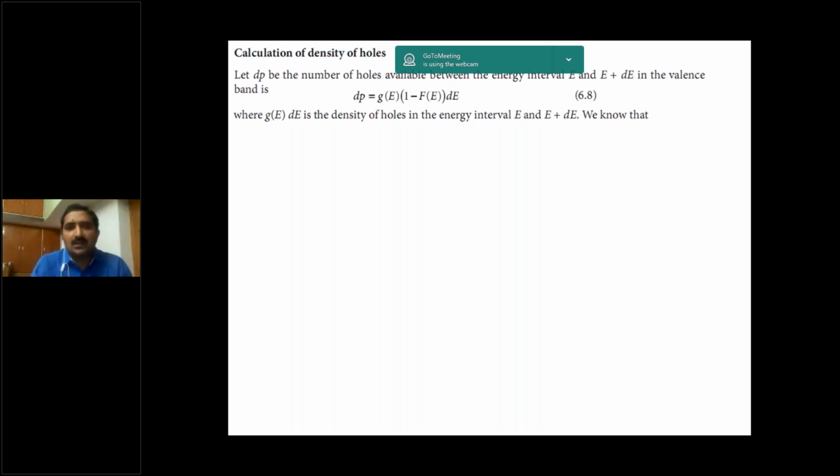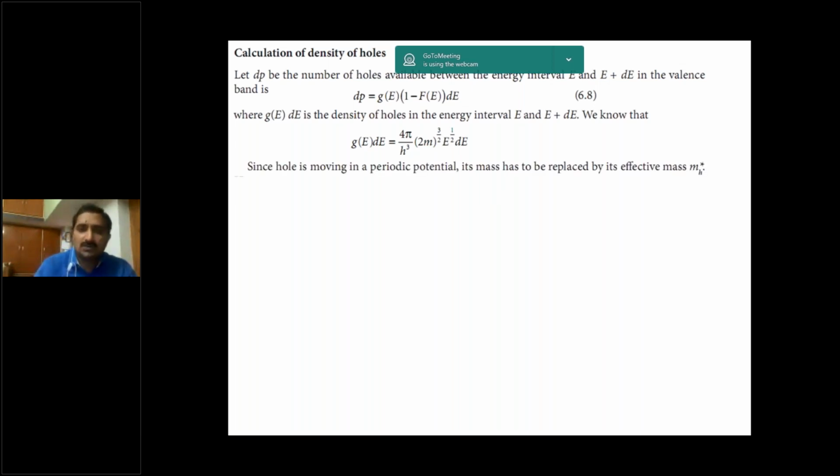We know the value of g of E into dE, 4 pi by h cube into 2m whole power 3 by 2 E power 1 by 2 dE. This equation is similar to that in density of electrons also. There that m has been replaced with me star, that is effective mass of electron. Here this m is replaced for the hole. So the above equation becomes g of E into dE is equal to 4 pi by h cube into, in the place of m we are taking mh star.